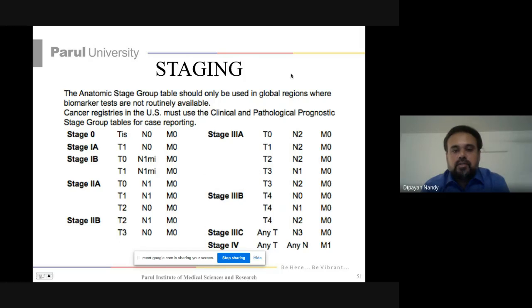The importance of staging, so you can understand from this, is how to plan the treatment. The treatment of breast cancer, as will come, is a multimodality treatment. It involves surgery, chemotherapy, radiation, hormone therapy. So which permutation combination and how to use it, which modality to use first, which next, that is defined by what stage the patient is in. So that is why the staging is important.